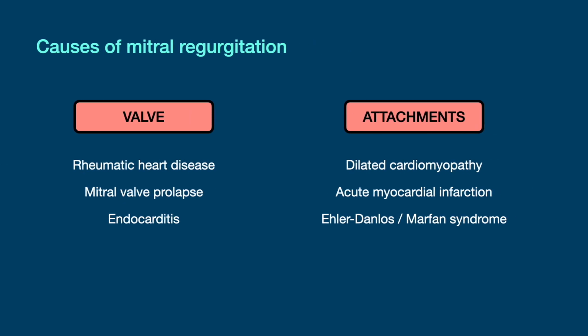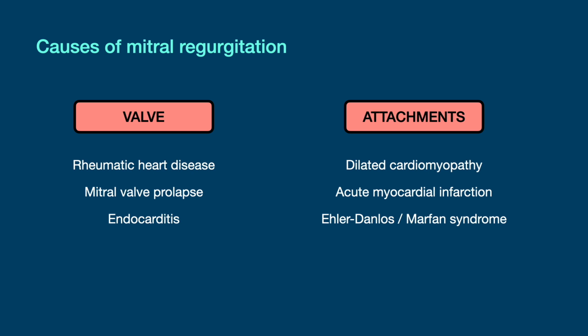You can think about the causes of mitral regurgitation from the points of defects with the valve itself or the attachments of the valve, which are the chordae tendineae and papillary muscles. The valve can be defective secondary to rheumatic heart disease, endocarditis, or if there is a prolapse of the mitral valve. The attachments can be defective following acute myocardial infarction, dilated cardiomyopathy, and collagen vascular diseases such as Ehlers-Danlos syndrome or Marfan syndrome.